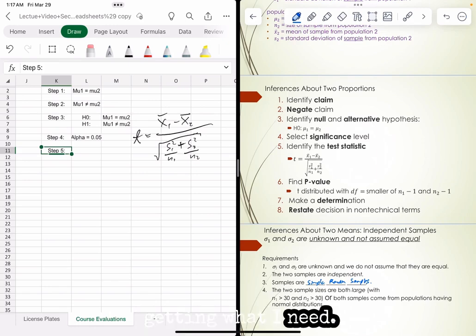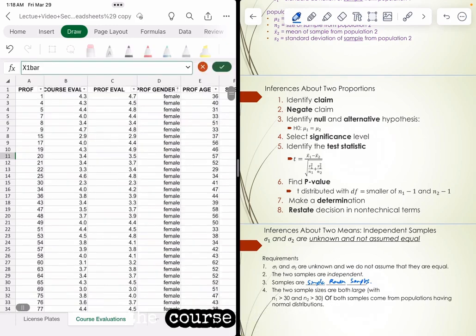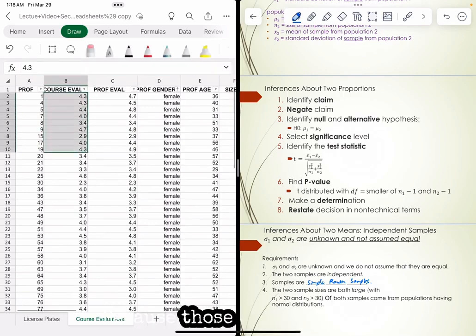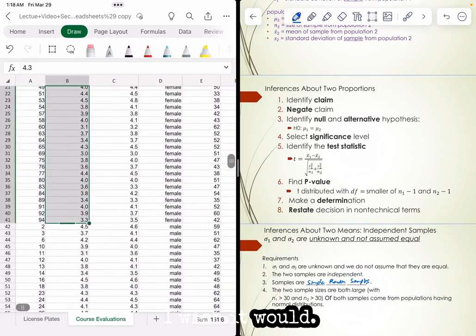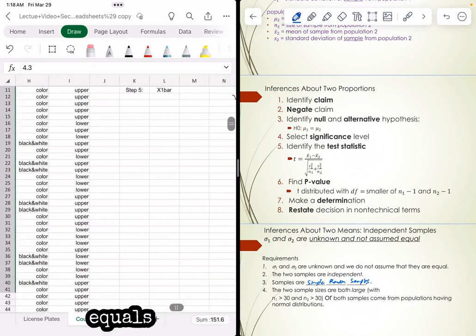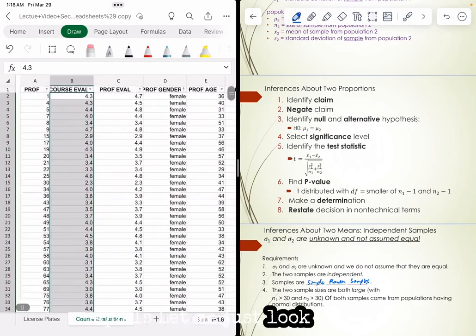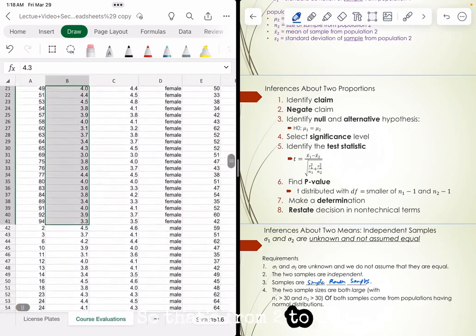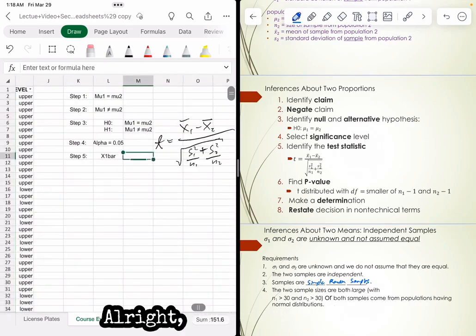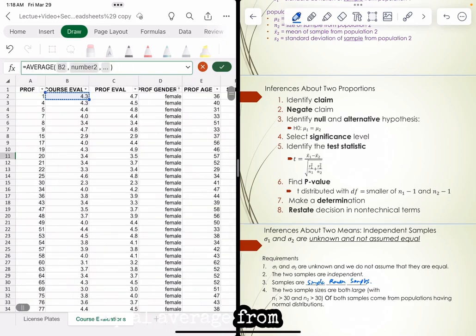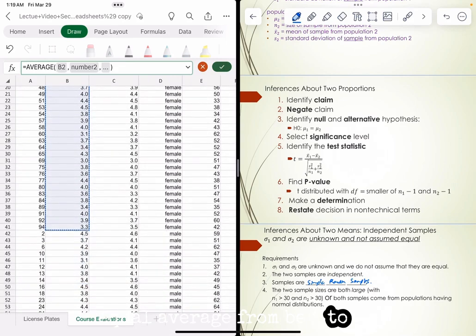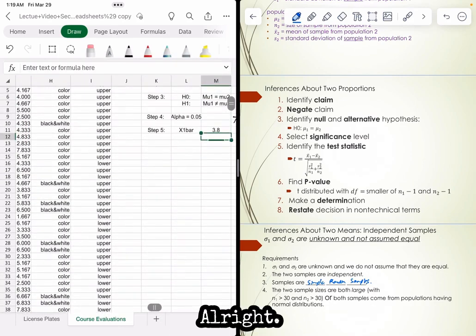Let me start getting what I need. So what do I need first? I need x bar. I'll say x1 will be the course evaluations with female professors, because those are on the top. Is it going to tell me how many there are? I wish it would. I forgot to do equals. Let me just look and see. That's from row 2 to 41. So x bar is going to equal the average from B2 to B41. All right, there it is.